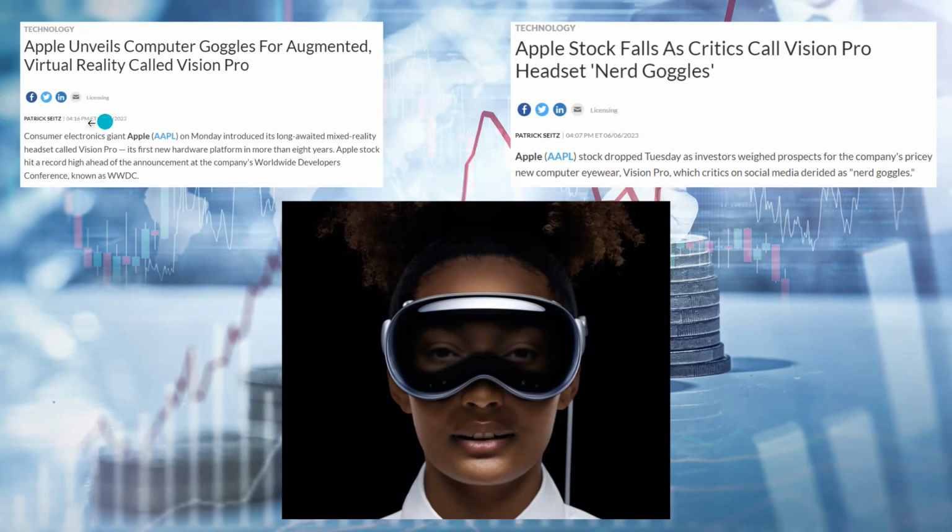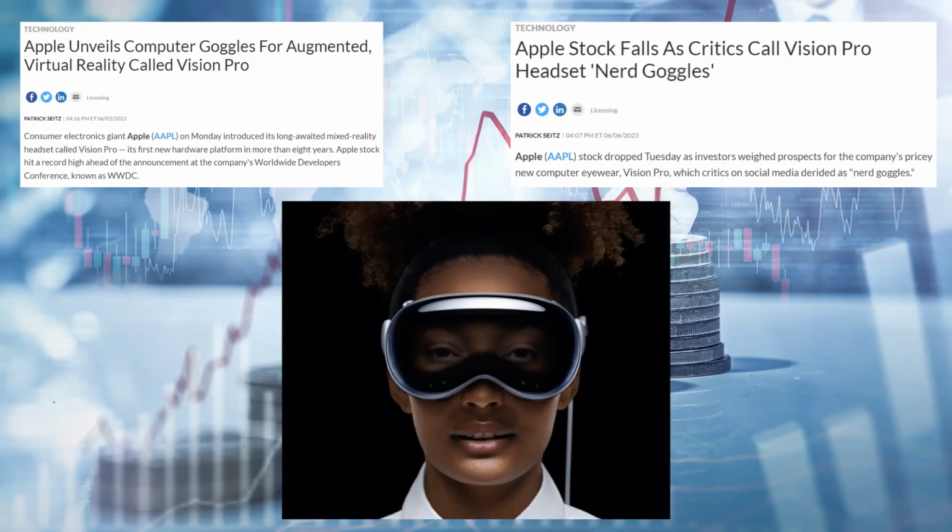These are two articles written by the same company, the same person. Look, we have Patrick Seitz right here on June 5th, and then on June 6th, Patrick Seitz again. It talks about how the stock falls as critics call Vision Pro headset nerd goggles. Now, you may be confused and wondering, how is Apple related to the price of Sandbox? Well, from an investment standpoint, both of these would be considered risk on technology investments, from an institutional investment thesis.